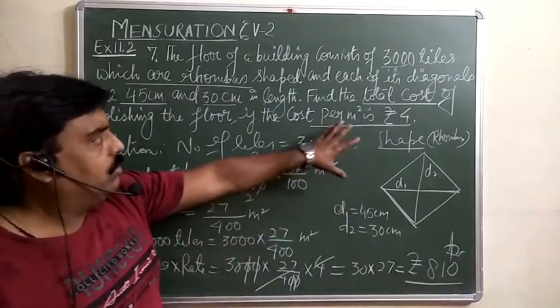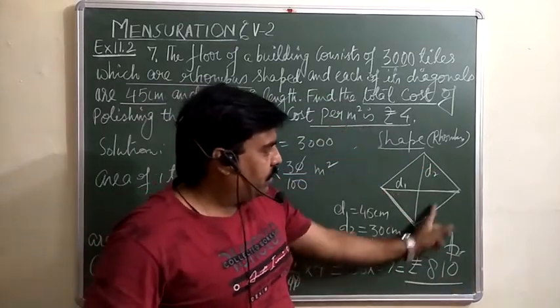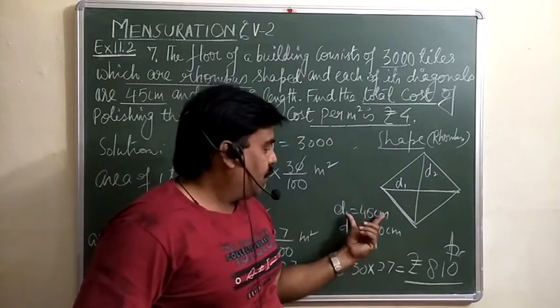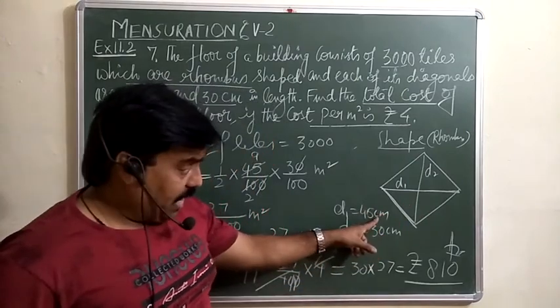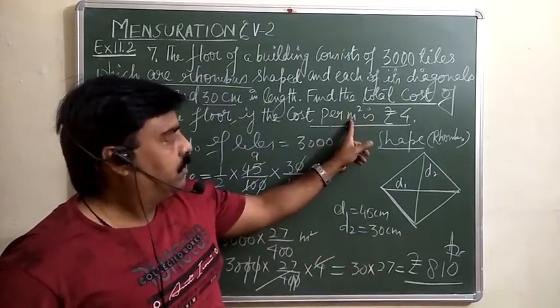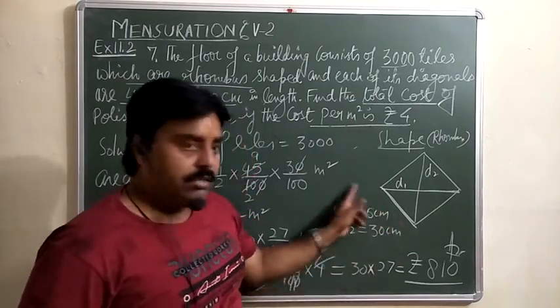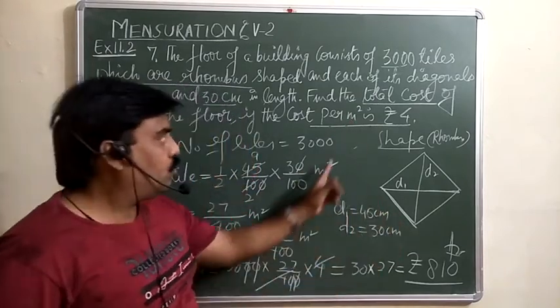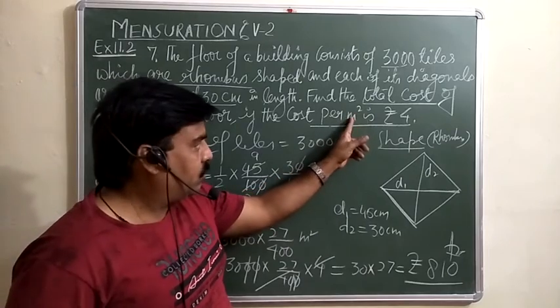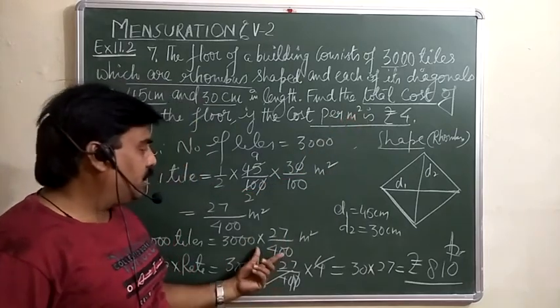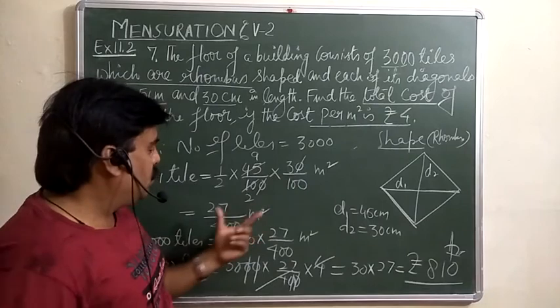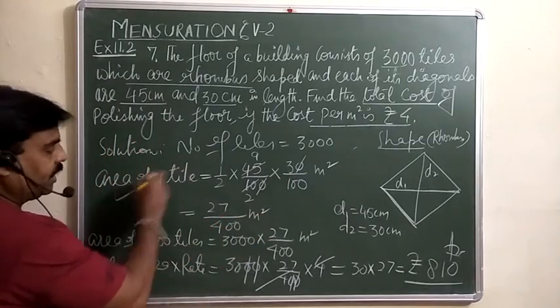So what we will do? You are supposed to calculate the area of one tile whose diagonals are given. But the diagonals are given in centimeter and the rate is given per meter square. So according to the rate, you are supposed to change the diagonals. Means the area should be according to the rate. Because rate is given per meter square, the area should be in meter square. So you have to change this. Calculate the area of one tile.